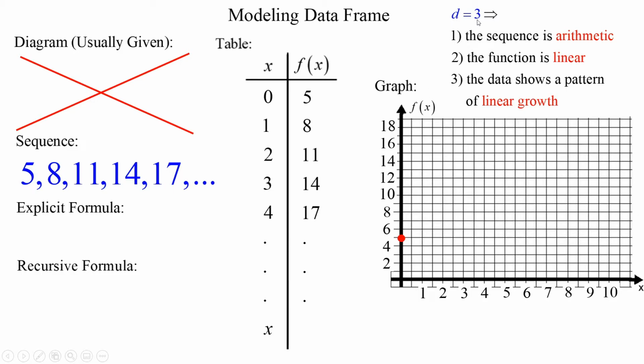The common difference is 3, that means I have a slope of 3. So I'm going to rise 3 and run 1. Well, let's go up 1, 2, 3, and then go over 1, but that's just 1/2 there, so I'm going to go right to there. And I could keep doing that pattern.